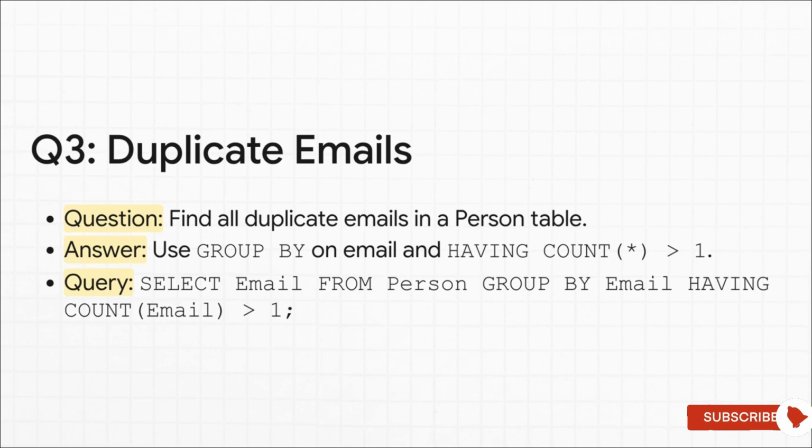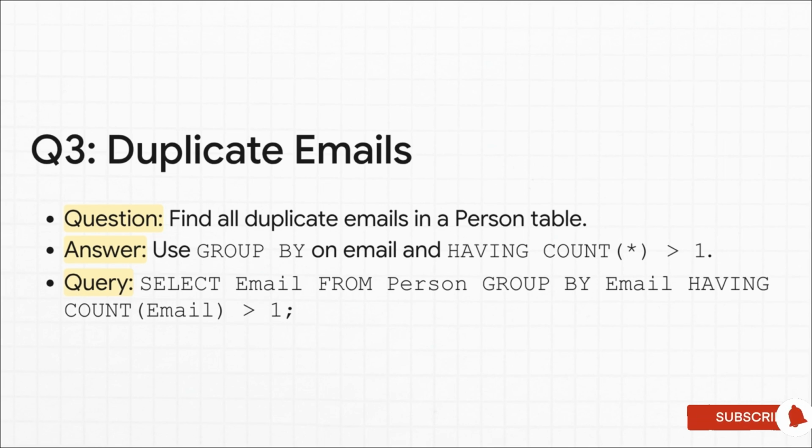We're not deleting anything yet, just flagging them. What's your go-to play here? Oh yeah, for this, group by and having is the dynamic duo. It's a two-step process. First, you group by the email column. That basically puts all the identical emails into little buckets.